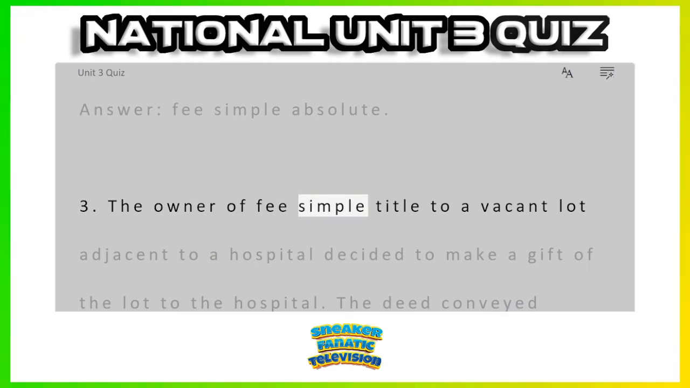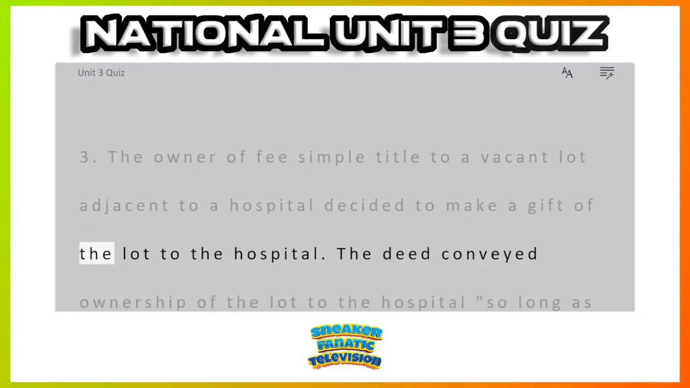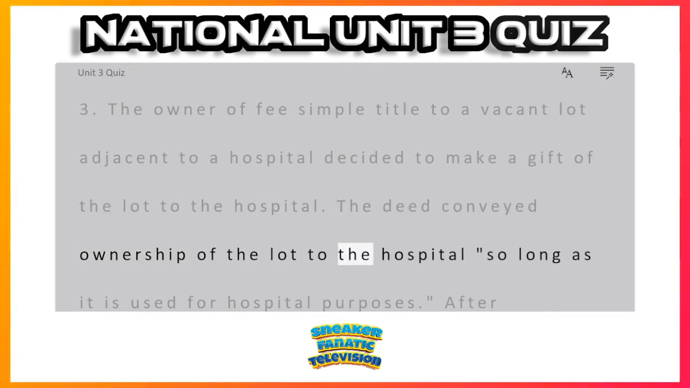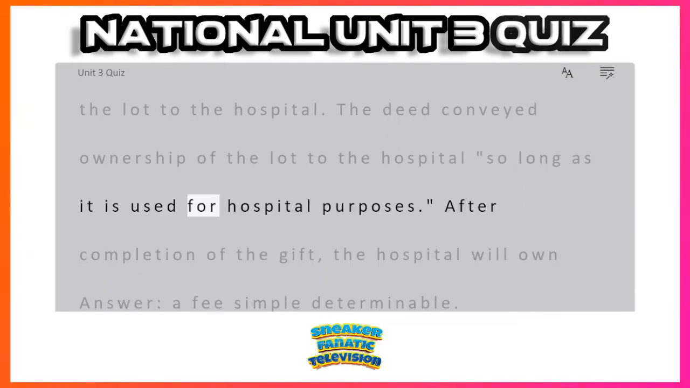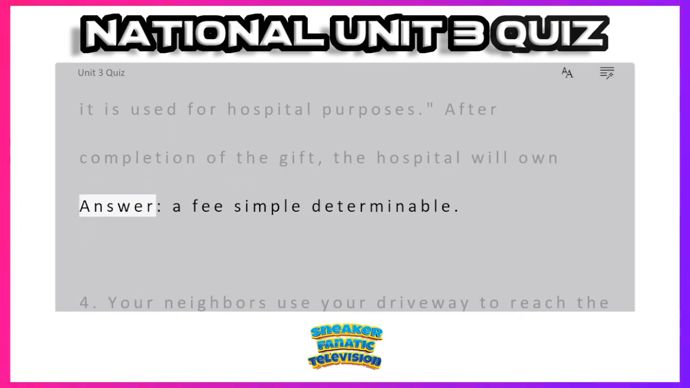3. The owner of fee simple title to a vacant lot adjacent to a hospital decided to make a gift of the lot to the hospital. The deed conveyed ownership of the lot to the hospital so long as it is used for hospital purposes. After completion of the gift, the hospital will own. Answer: A fee simple determinable.